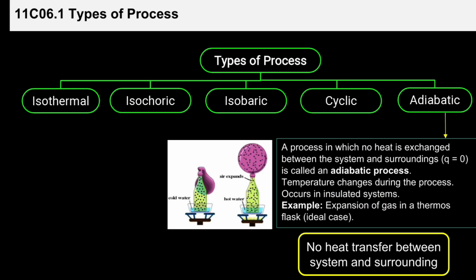So next is adiabatic process. A process in which there is no heat exchange between system and surroundings is called an adiabatic process. Temperature changes during the process to maintain equilibrium of the system. Adiabatic process occurs in an isolated system. For example, expansion of a gas in a thermos flask is an ideal case of adiabatic process.